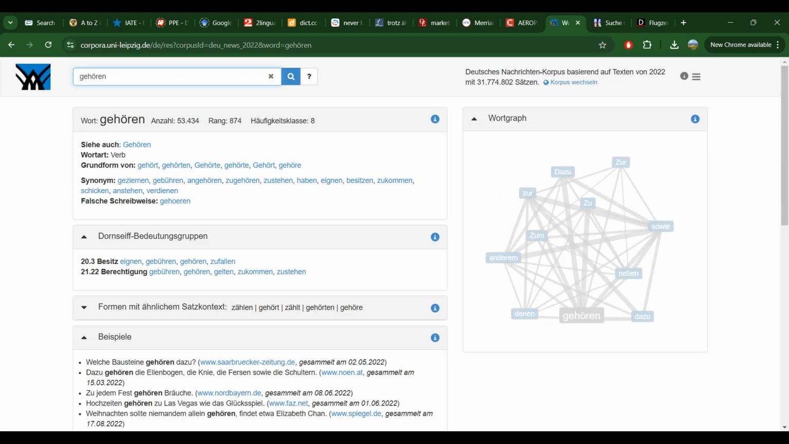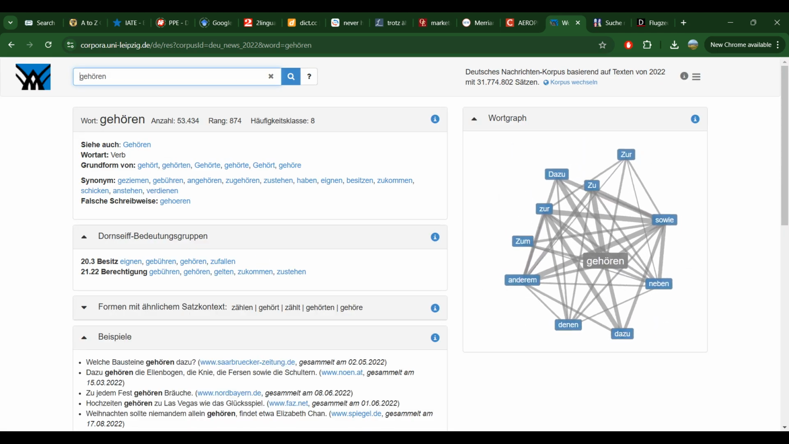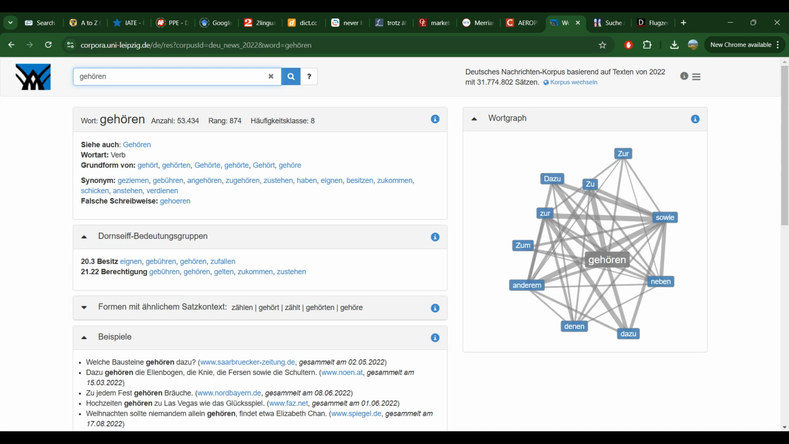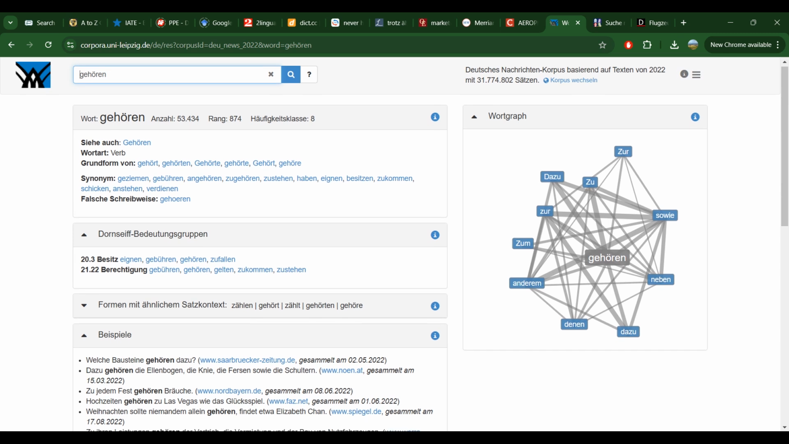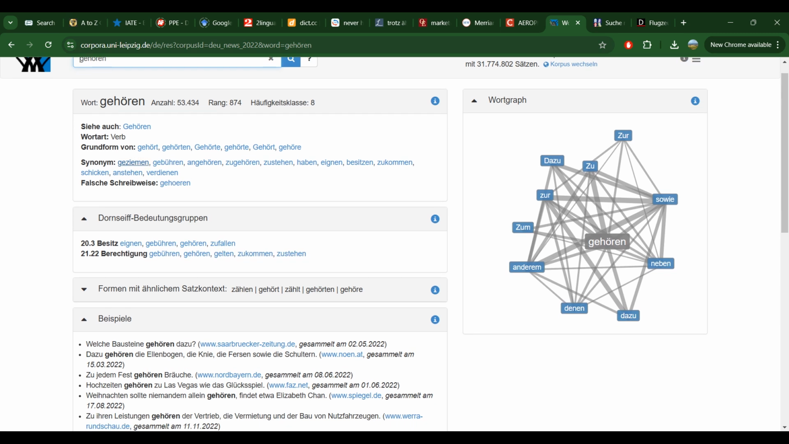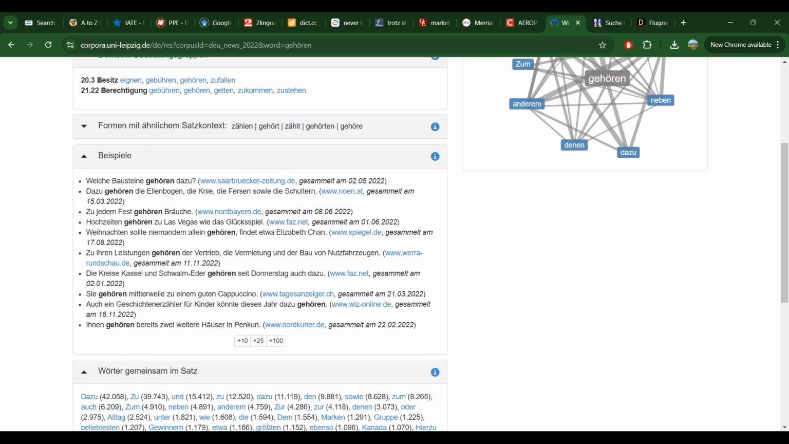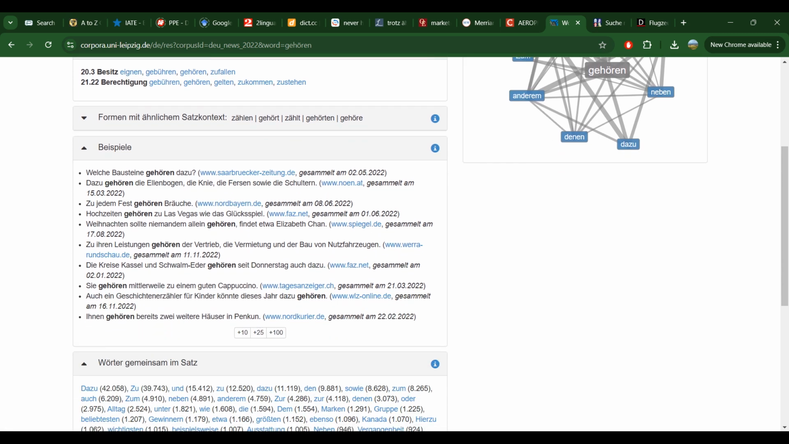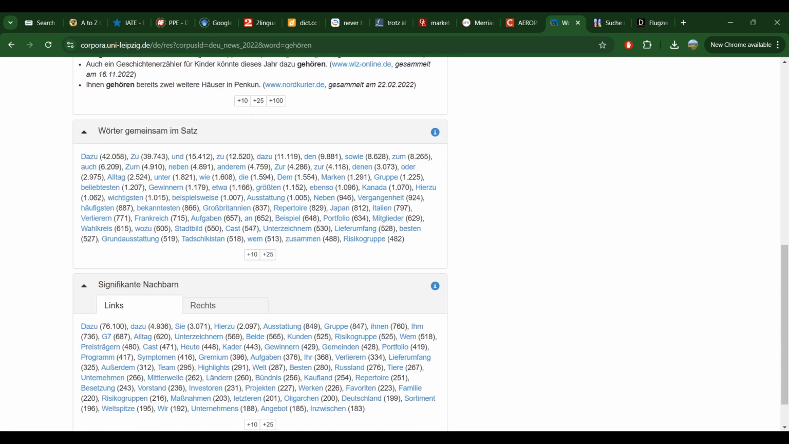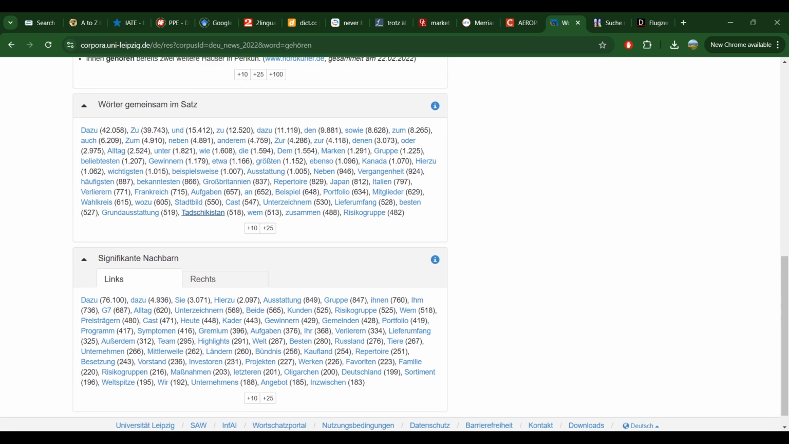Then it gives you a word graph on the right, so it tells you which words are associated with it the most. It also tells you what type of word it is, what the base form is, and gives you synonyms. It tells you how not to write it, and then what I really like, this gives you in-context examples in the Beispiele, and then down here it gives you words that are significant within the same sentence. So dazu, which basically means 'to', like 'to' as well. So I already know that belong to is gehören zu, dazu gehören.